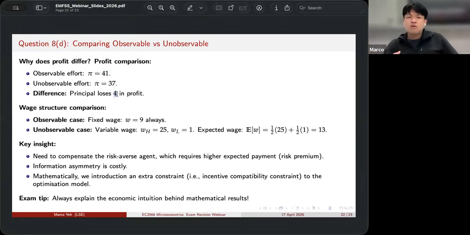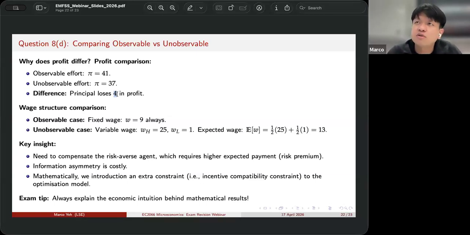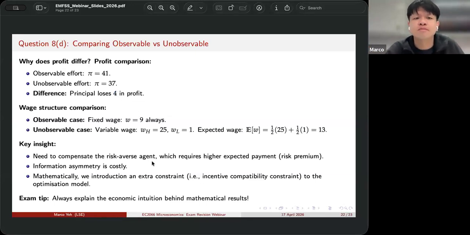Okay. Now, what drives this difference is the information asymmetry about the action of the agent. If I have control over the effort level of the agent, then I don't need to pay for it. Now, because I don't have direct control, I'm introducing a new constraint inside my maximization problem. So I lose a little bit in this case. Here are some key insights.